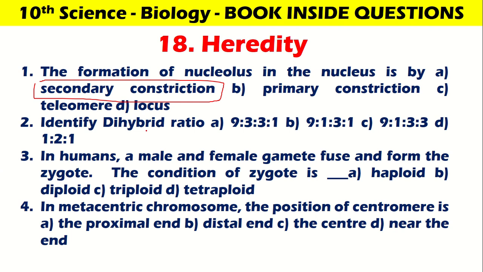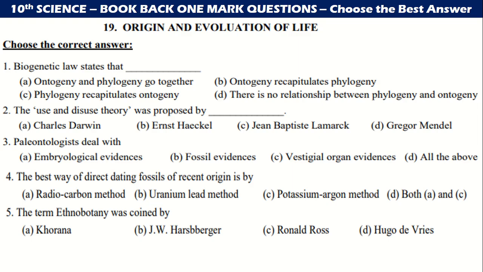Identify the dihybrid ratio. It is 9:3:3:1. In humans, a male and female gamete fuse and form the zygote. The condition of the zygote is diploid. Then in a metacentric chromosome, the position of the centromere is the center. Then goes to the next one.